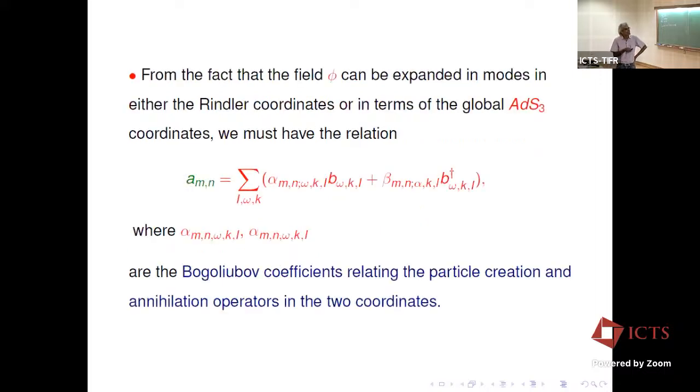And a creation operator on the global AdS can be expanded using the Bogoliubov coefficients in terms of the operators on the Rindler wedges. So here I is left and right. And so these are the Bogoliubov coefficients, so you have to compute them. But once you have this computation, once you have this relation, you can relate these operators in the global AdS to those in the Rindler space.